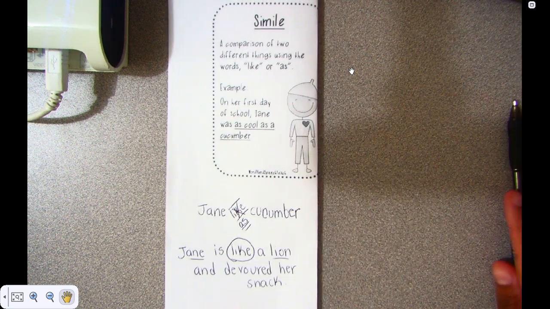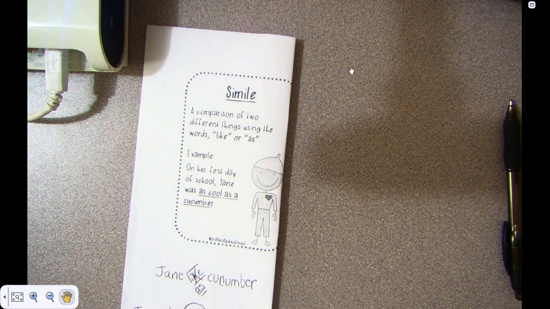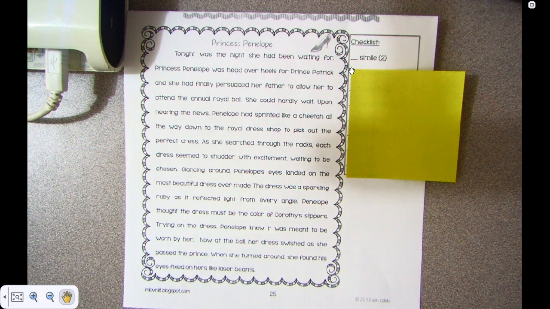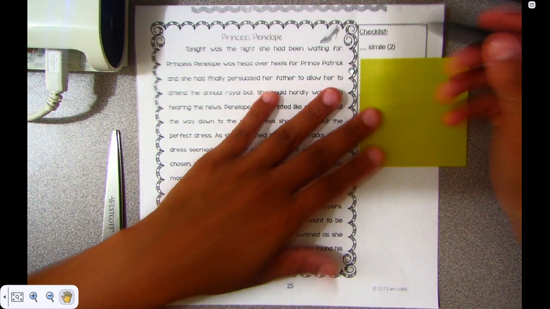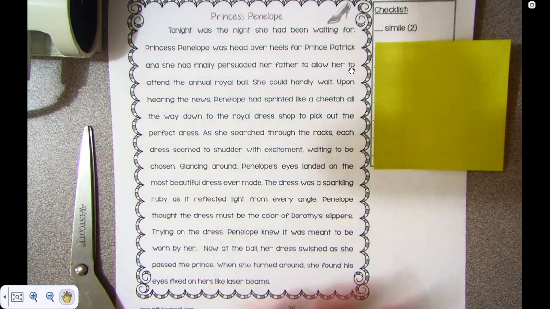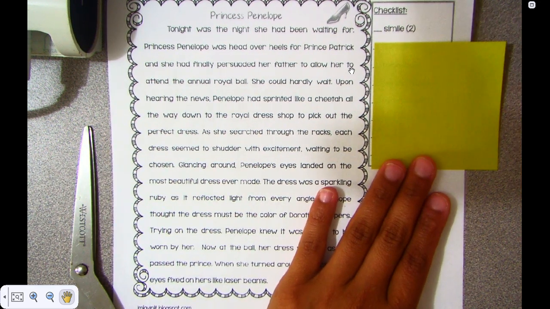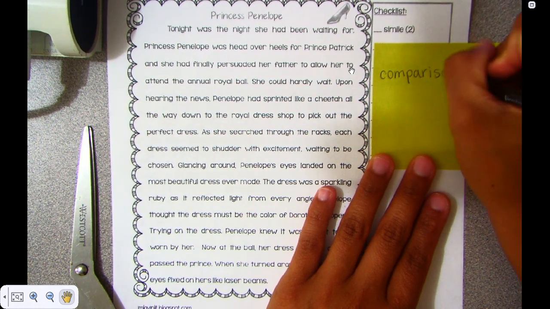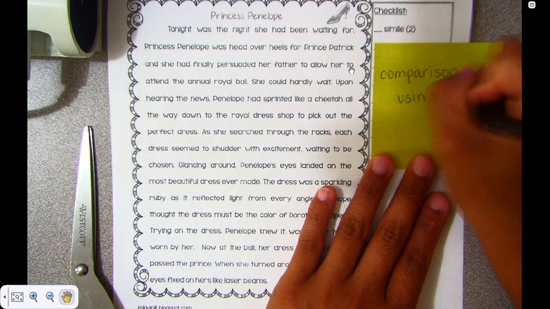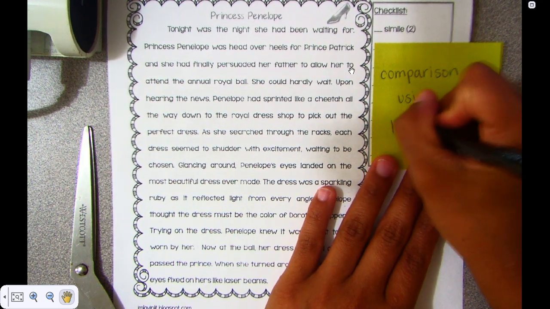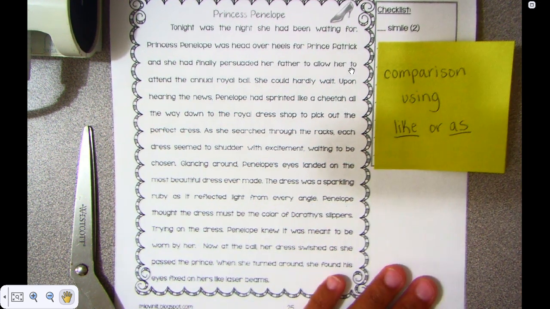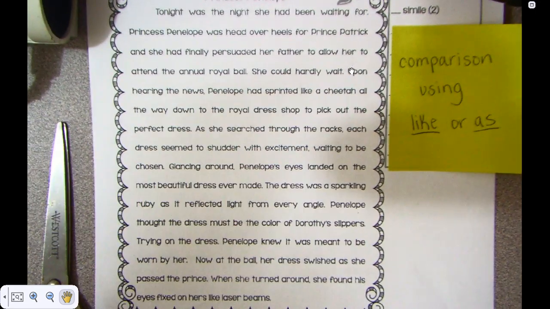So I'm going to keep this note sheet out, or actually I'll write our definition on this nice sheet of paper. So we're going to read Princess Penelope, and as we read it, we're going to look for two similes. And we want to remember a simile is a comparison using the words like, that's a key, or as. So if you would, let's just follow along.